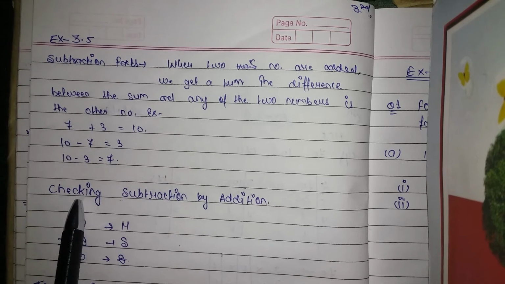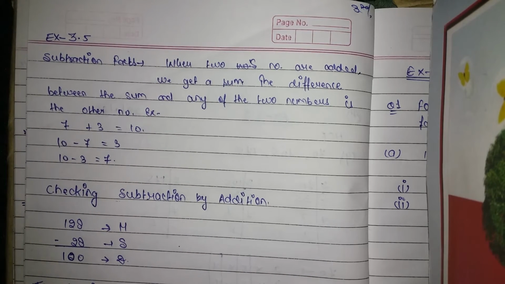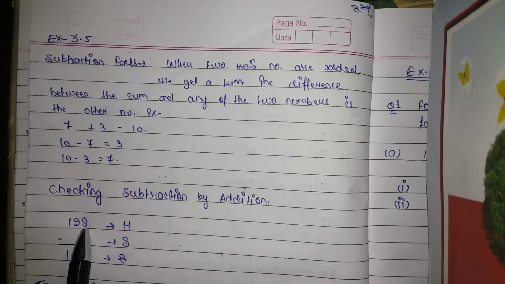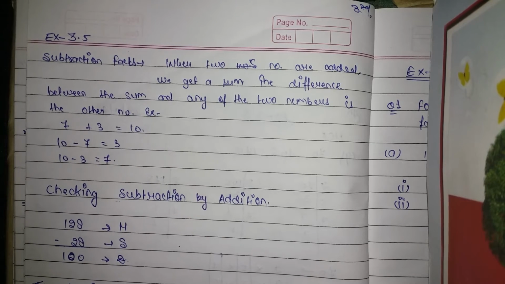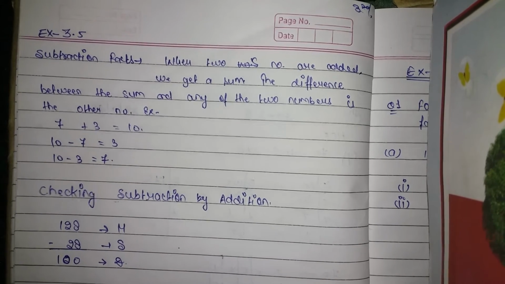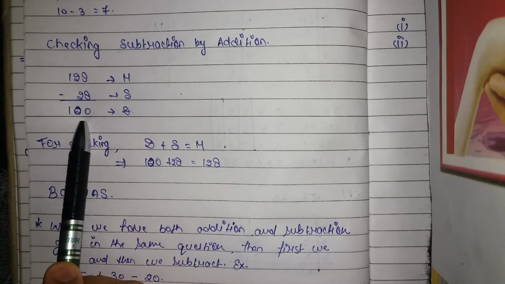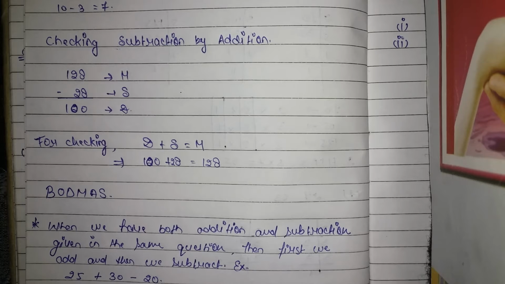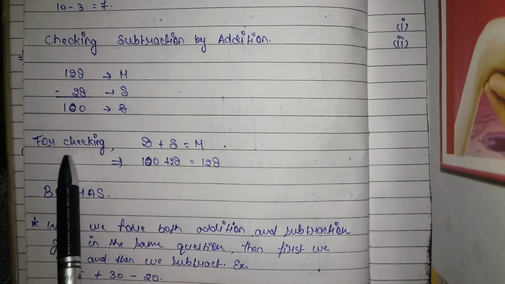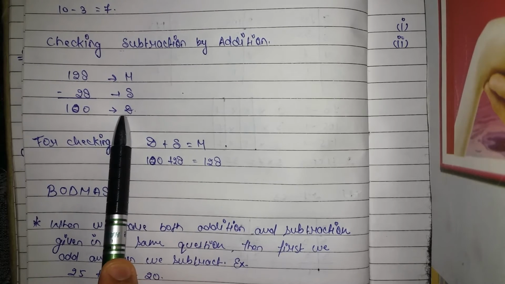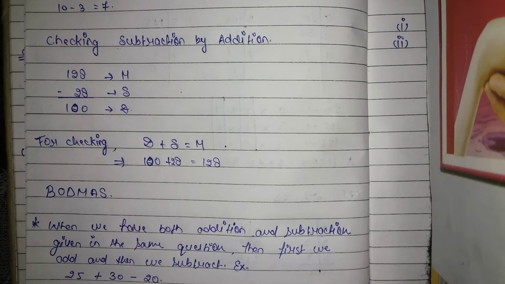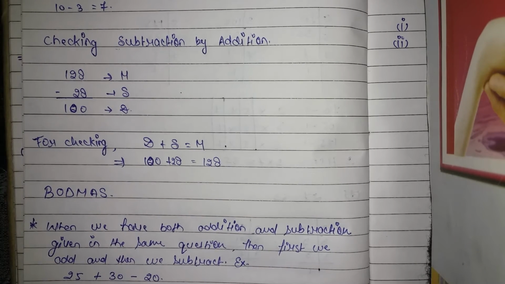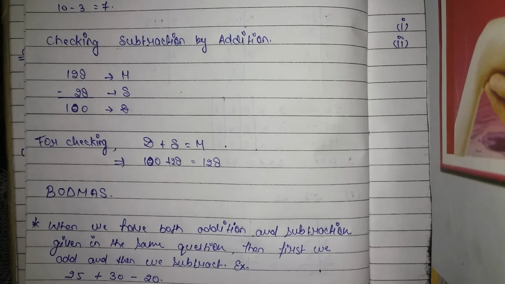Now the second point is checking subtraction by adding. Here you can see 128 is your minuend, 28 is your subtrahend, and the difference is 100. Now, how to check that your difference is correct, or the subtraction that you did is correct? For checking, you have to add this difference and the subtrahend and then check your answer. Is your answer the same as your minuend? If it is, then yes, your subtraction is correct. If it is not, then somewhere you have made a mistake, right?